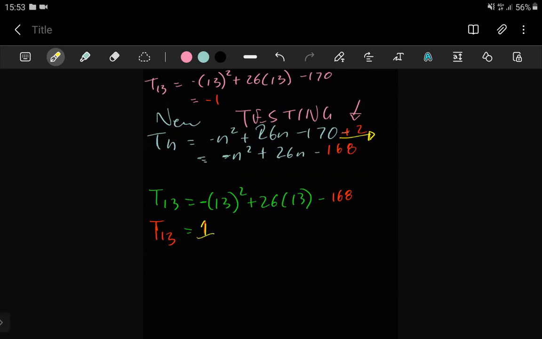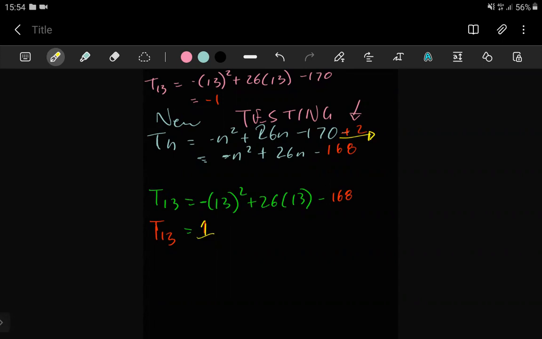Also, when they ask for the minimum value of the quadratic sequence, do we still use the turning point formula to get that? In the question I did, I used it and got the answer right. Yeah, definitely.